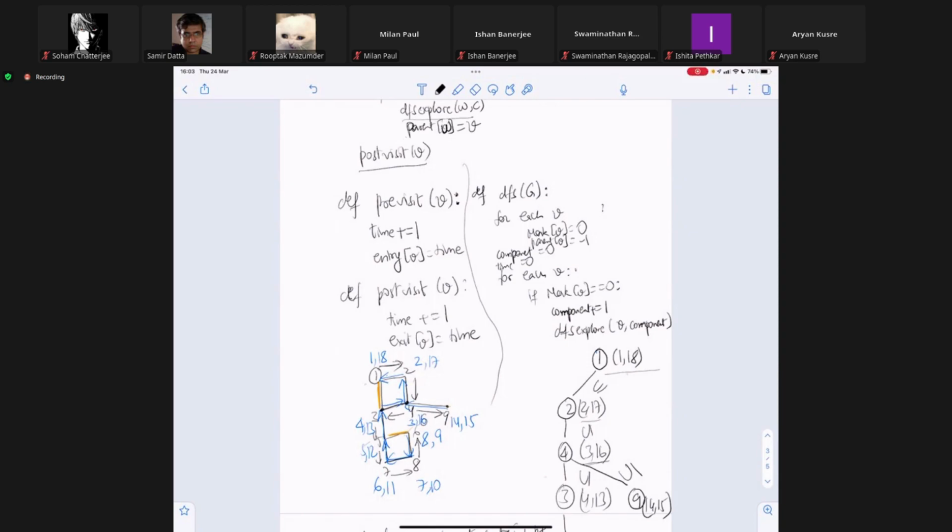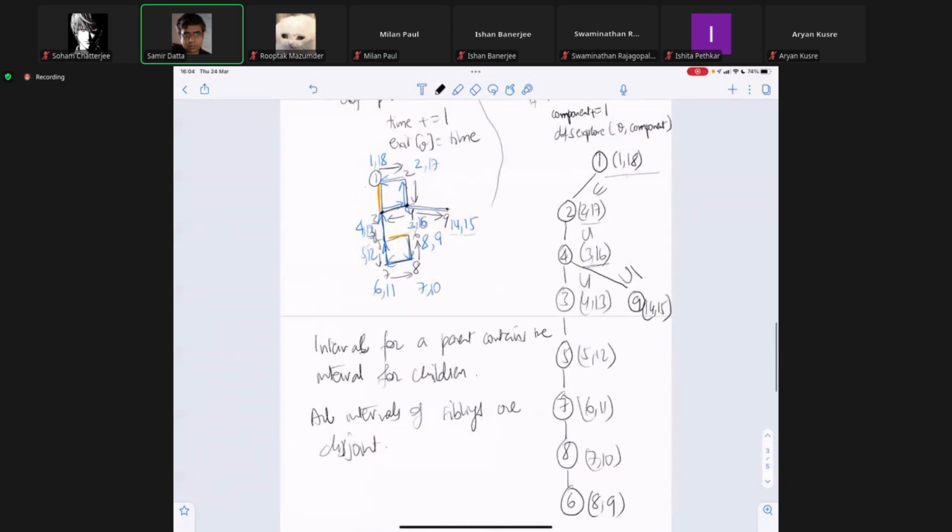Let me try to clarify. You are at 3 with the post-visit stamp 13, correct? Now you go to 4. Are you done with 4? Not yet. You cannot post visit it, correct? So you go to its remaining neighbor, and there you pre-visit it with 13 plus 1, 14. And then you post visit it with 14 plus 1, 15. Then you come to 4. Now I understand. Okay.